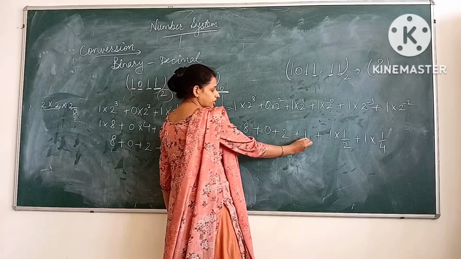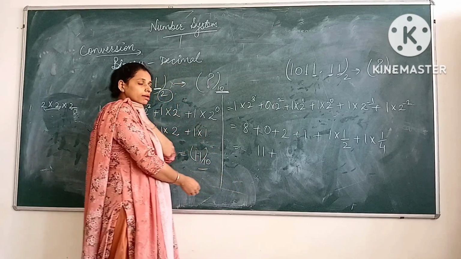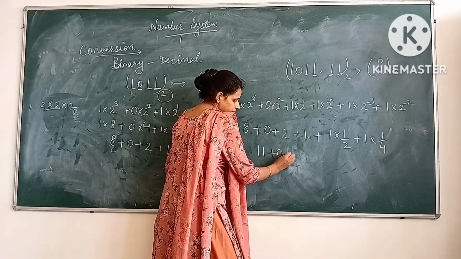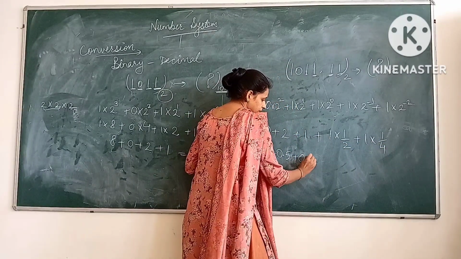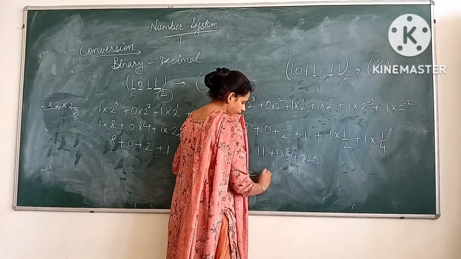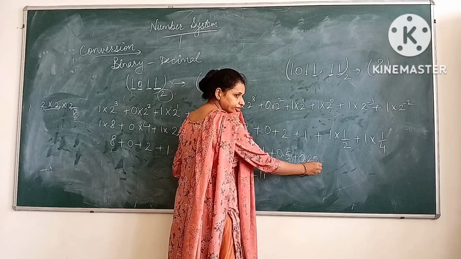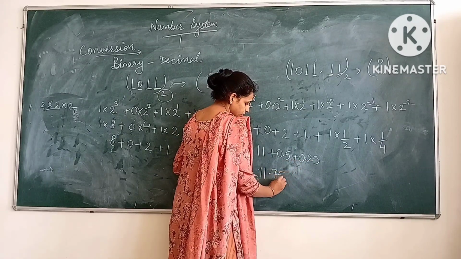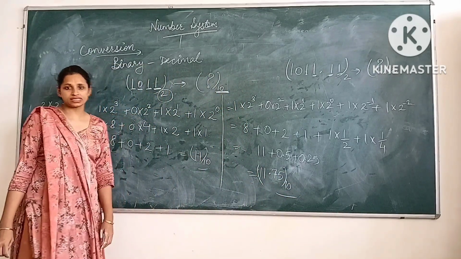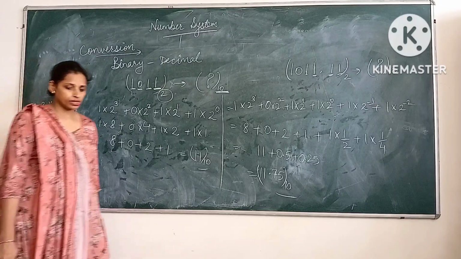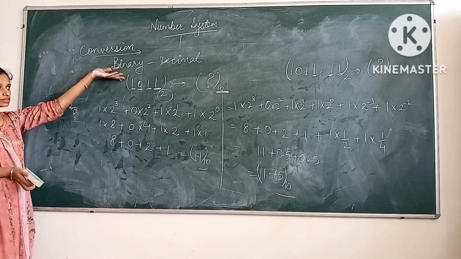Now 8 plus 2 plus 1 is 11. 1 into 1 by 2, 1 by 2 is 0.5. And 1 into 1 by 4 is 1 by 4, that is 0.25. Now add these: 11 point 0.5 and 0.25 is 11.75. This is the decimal value. So this is binary to decimal conversion.